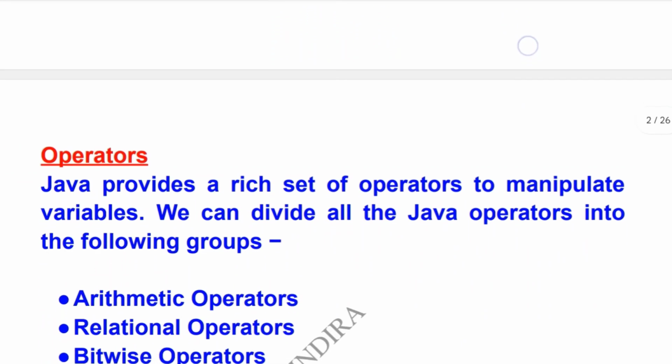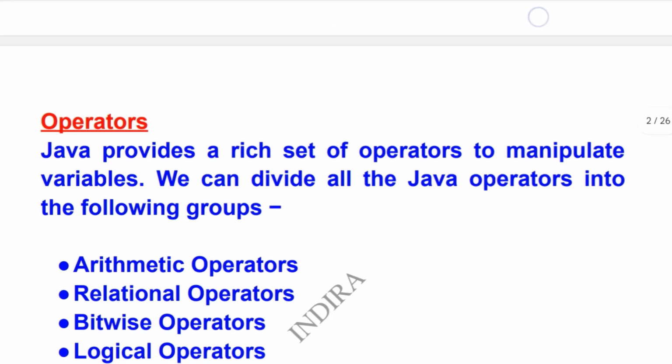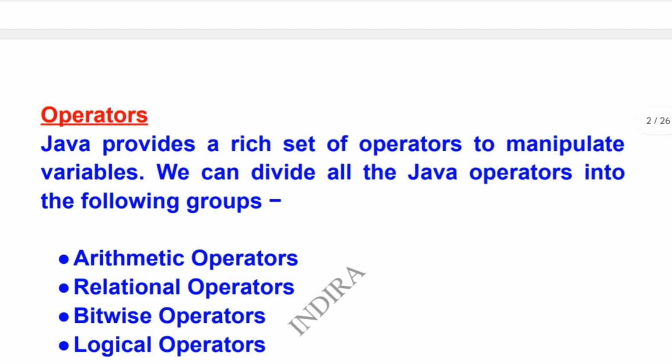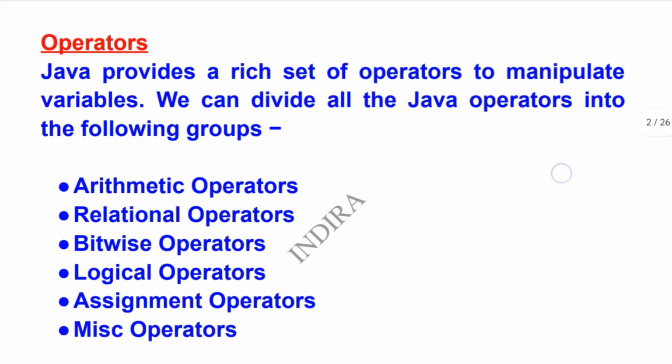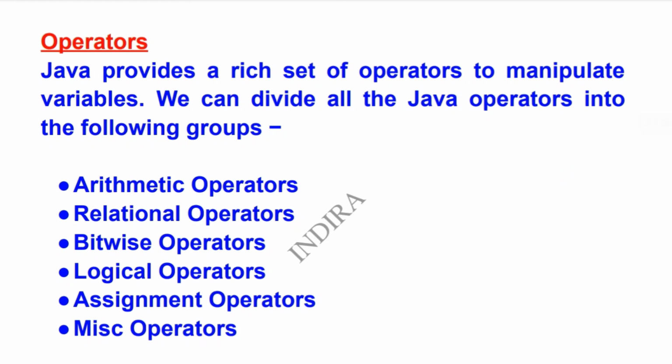Operators are nothing but functions that manipulate the variables. Here, check this definition: Java provides a rich set of operators to manipulate variables. We can divide all the Java operators into the following groups. Operators manipulate the variables, that means it acts as a connection between the variables.